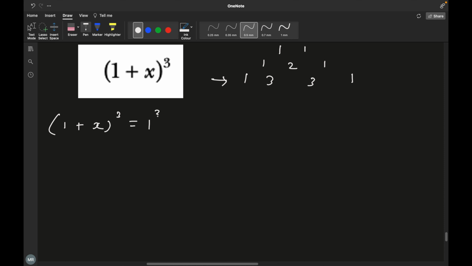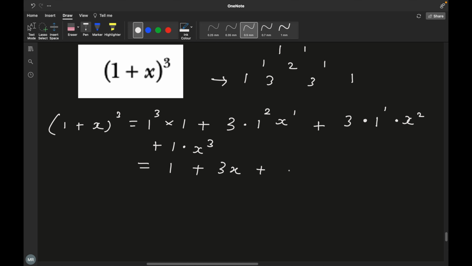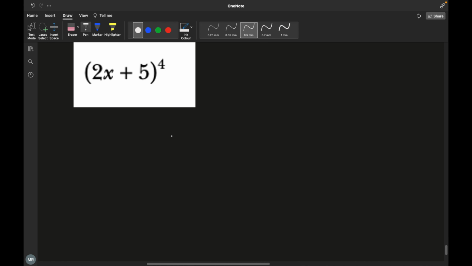This is 1 to the power of 3 into 1 plus the coefficient will be 3 multiplied by 1 to the power of 2 x to the power of 1 plus 3 multiplied by 1 to the power of 1 multiplied by x squared plus 1 into x to the power of 3. We get 1 plus 3x plus 3x squared plus x cubed. So this is how you do it. With practice, you'll be good. And now let's try to solve this also.